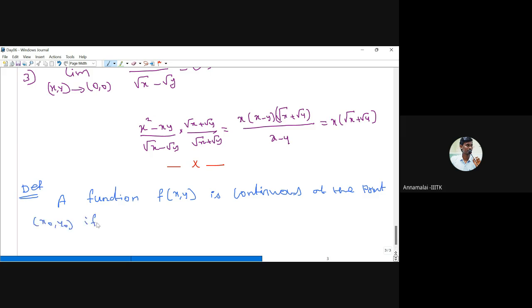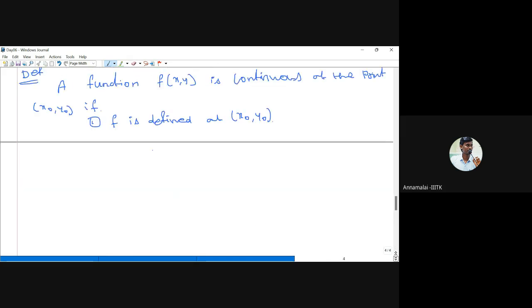first of all, the function should be defined at the point x naught comma y naught. That is the first condition: f is defined at x naught comma y naught, that is, f of x naught comma y naught is defined. And the next one is that the limit exists. So the second condition is that the limit as x comma y goes to x naught comma y naught of f of x comma y exists.